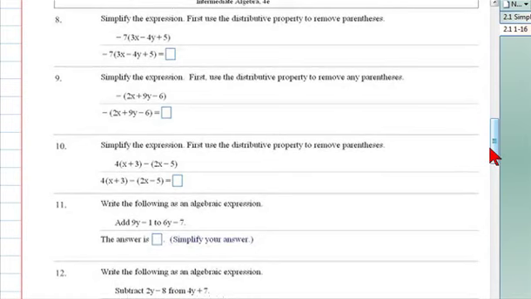number 8 asks me to use it to simplify. So I have negative 7 parentheses 3x minus 4y plus 5. Close parentheses. Can I use the distributive property? Yes, I need to. This time I'm going to distribute the negative 7 to 3 terms.